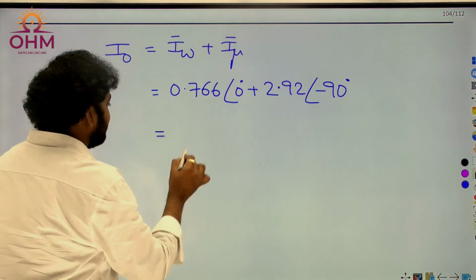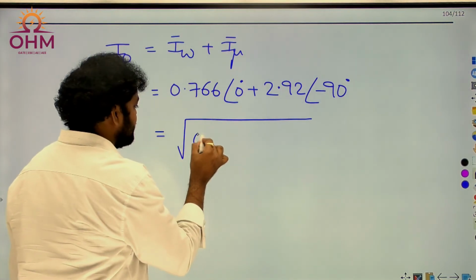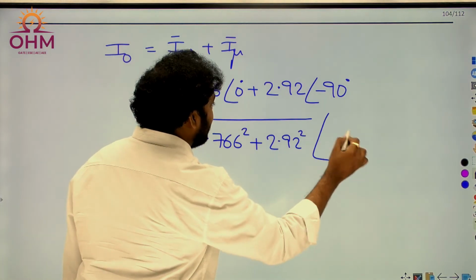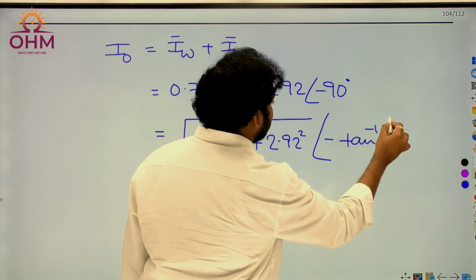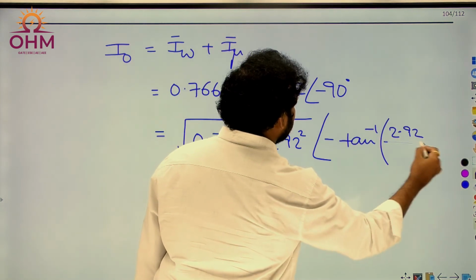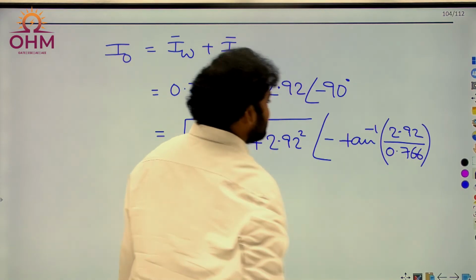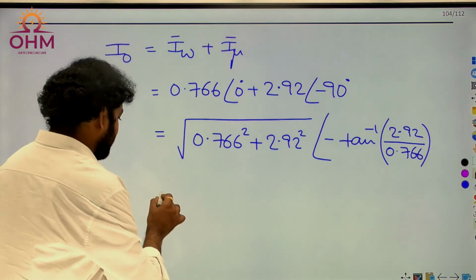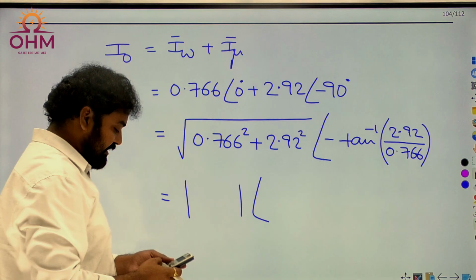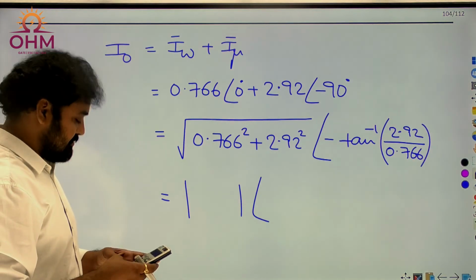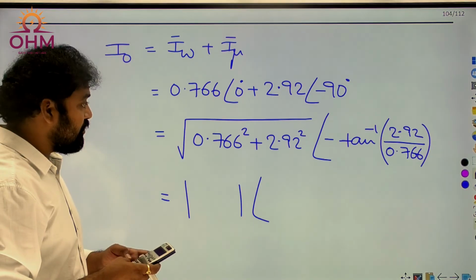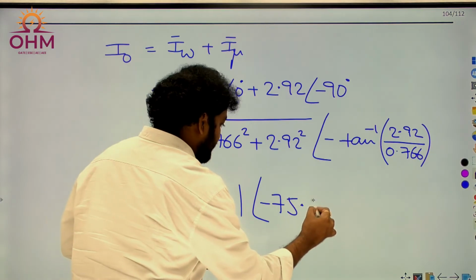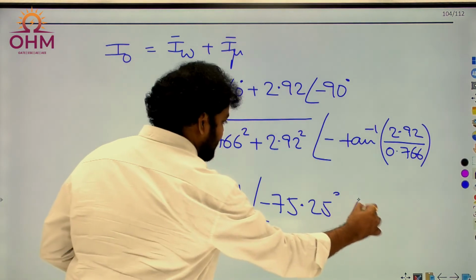If I add both of them, I will get the magnitude first: 0.766 whole square plus 2.92 whole square, and the angle will be minus tan inverse of imaginary part 2.92 divided by real part 0.766. But the requirement is the angle, because I want to find the power factor. I don't mind about the magnitude, I need the angle. So tan inverse 2.92 divided by 0.766, I am getting minus 75.25 degrees.